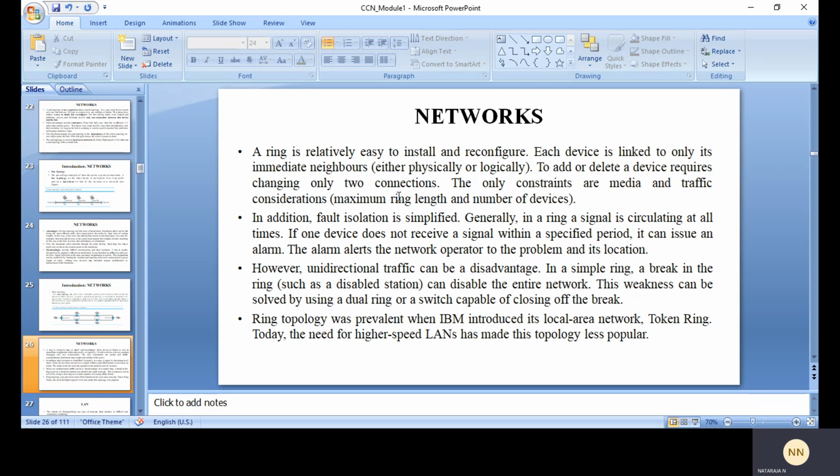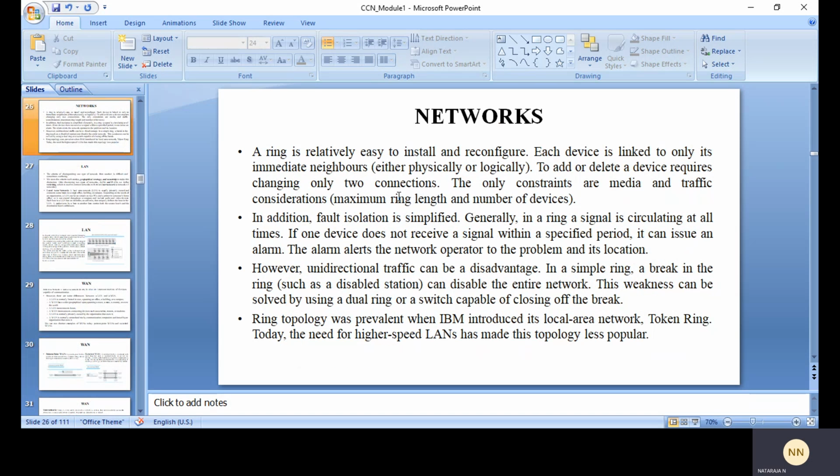Ring topology was relevant when IBM introduced its local area network, the token ring. Today, the need for higher speed LANs has made this topology less popular. As LANs evolve, this topology will see lesser usage. That is the main drawback of this topology.